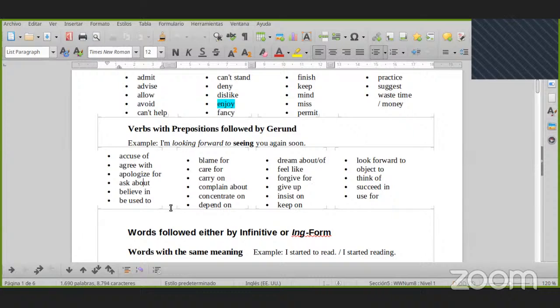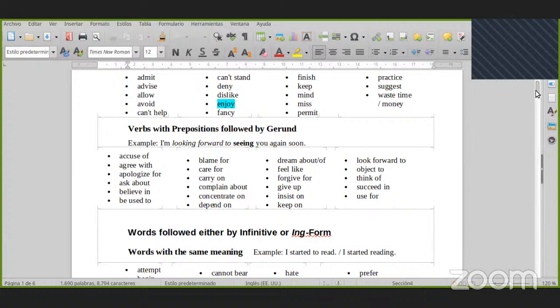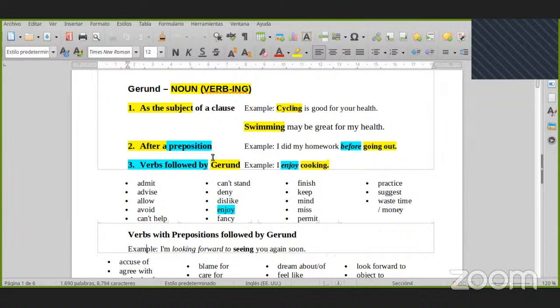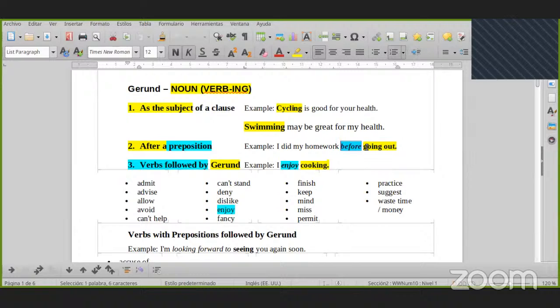So we have here some prepositions, and this is the second one. Here, after a preposition. The example was, I did my homework before going out. So before is my preposition. Going out is my gerund. Okay, so this is about the ing form.